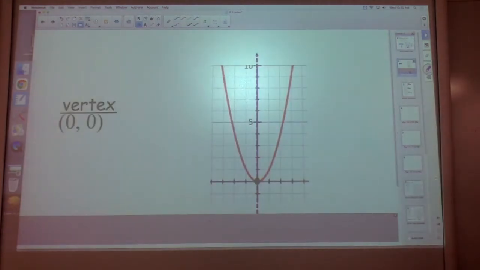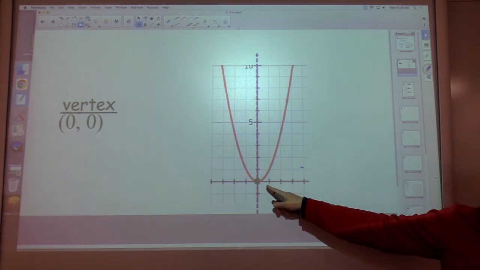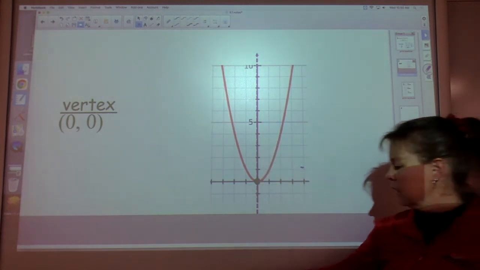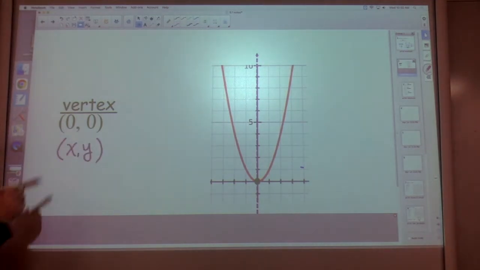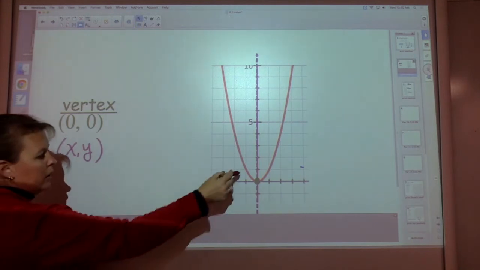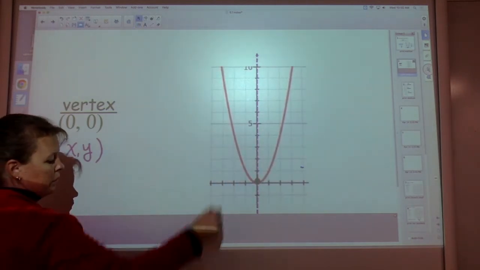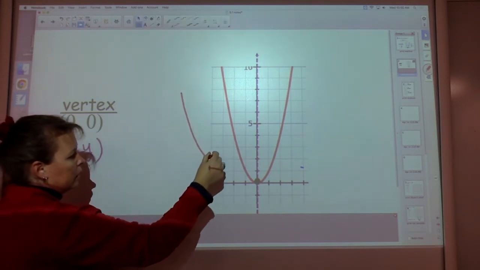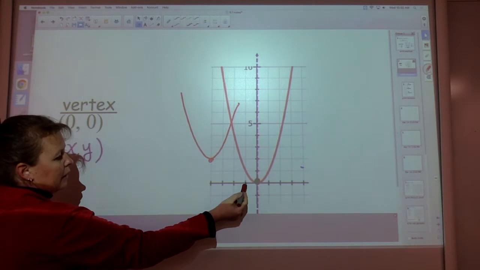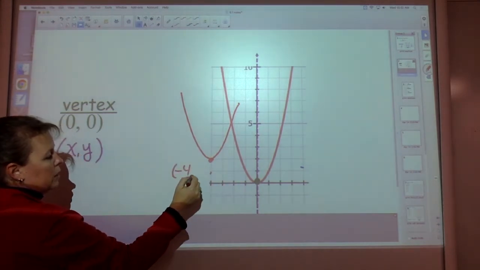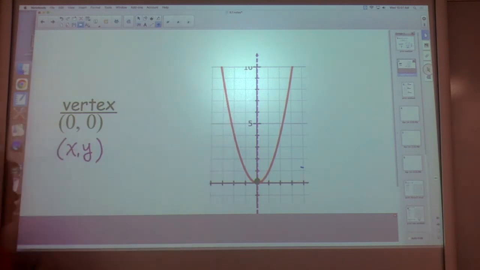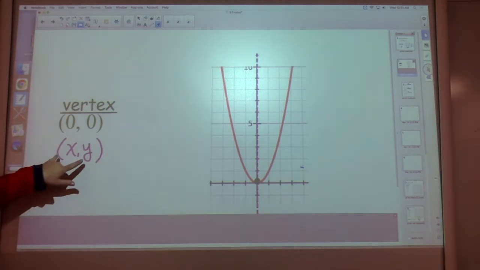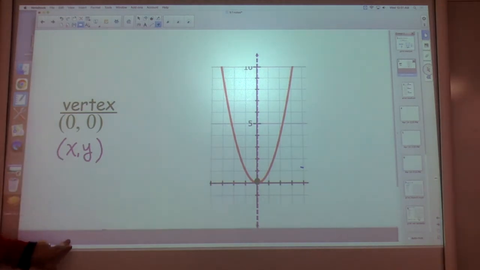A couple other parts of a parabola are the vertex. The vertex in this specific case is at 0, 0. You always write the vertex as a point. Your vertex will always be written as x first and then y. But again, it's not always at 0, 0. If I moved my parabola, it could be over here. Well, now your vertex is at -4, 2. So depending on where that point is, the very bottom or the very top of your graph, that's where your vertex is. X first, then y with parentheses. And if it's not answered with parentheses and the comma, it is a wrong answer.